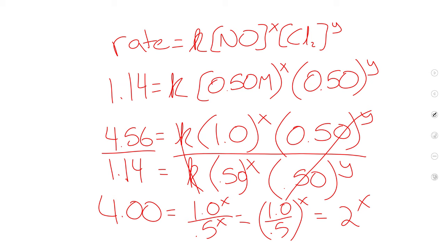If you get something that is to the 1.5 power, sometimes you have reactions that have that as their exponent occasionally. This is how you can actually show that that's true, instead of just saying, well, it's not 0, 1, or 2. It's a half order reaction. You do this and you get x is equal to 0.5.